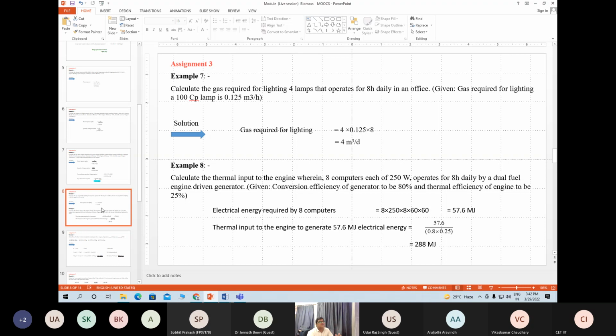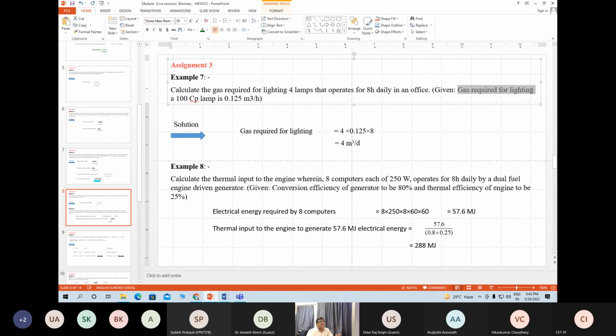So for one, that's why I mentioned here, see, the gas required for lighting a 100 CP lamp. 100 CP means a single 100 candle power lamp. Means one particular lamp has a 100 candle power requirement. Based on that, it requires gas of around 0.125 meter cube per hour. So 0.125 meter cube per hour, if you simply multiply by the 8 hours, you will get in the entire day the amount of gas required, right?